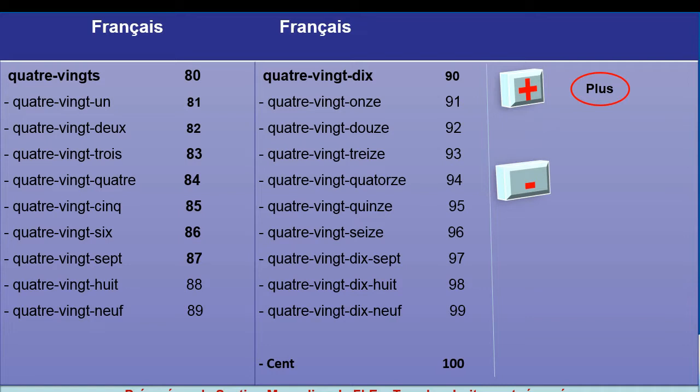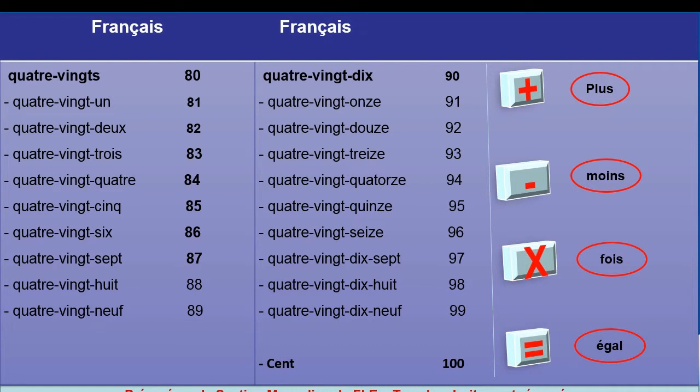Moins, I say what? Moins. Attention, I have moi, which we took before. Moi means month, and I also have moi meaning me. But here I say moins, not moi. Moins, like something funny, like a baby when he cries. So plus, after that moins, after that fois. I can say multiplier par or fois, I can use both. After that égal. So I have plus, moins, fois, égal.